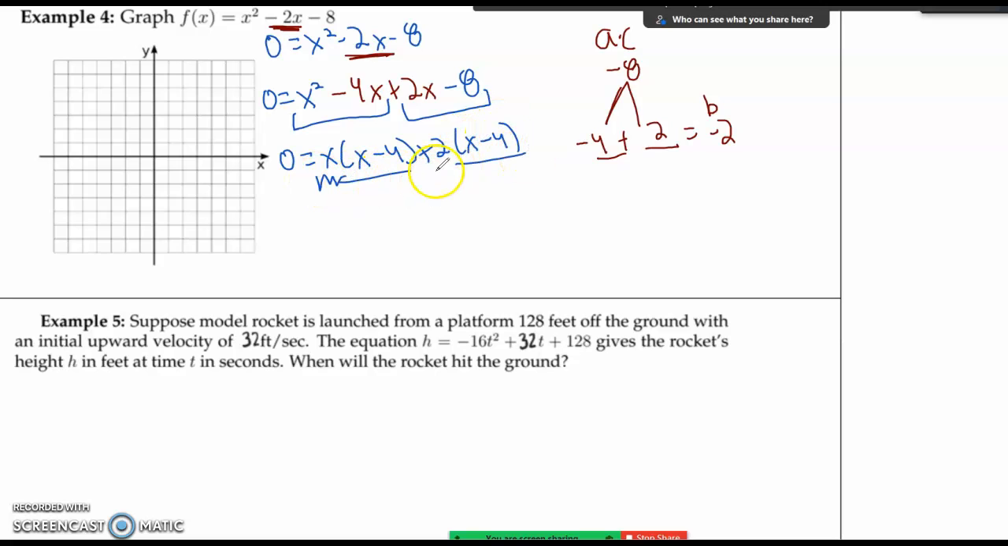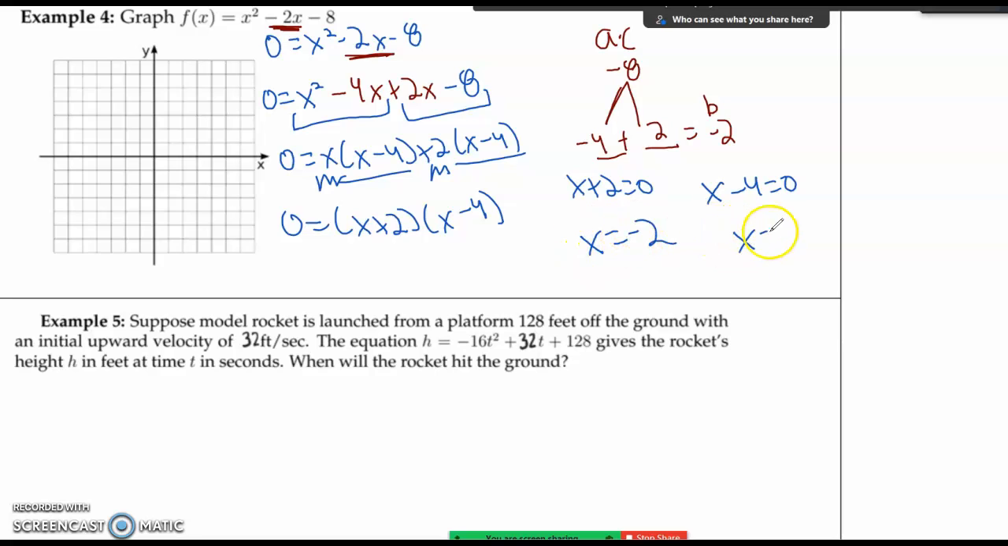So here's my matching. Here's my leftover. I can set each of these terms equal to 0. And this is where I cross the x-axis at negative 2 and positive 4. I also know my y-intercept is 0, negative 8 because of my C value.